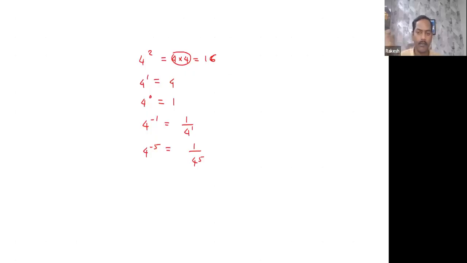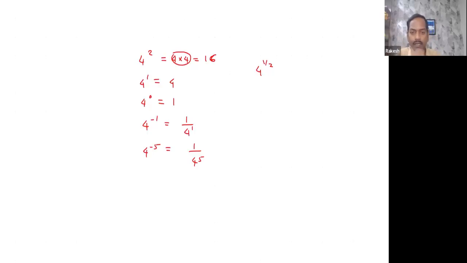But what if the power is a fraction? For example, how do we comprehend 4 to the power 1 by 2? Let us see that, right? Let us do that. 4 to the power 1 by 2. How do we get 2? Many of you might know that this is equal to 2, but how?